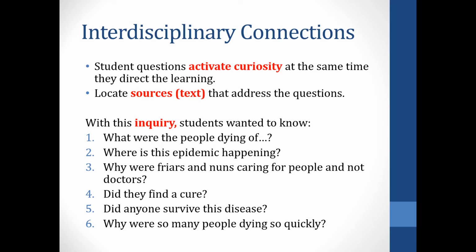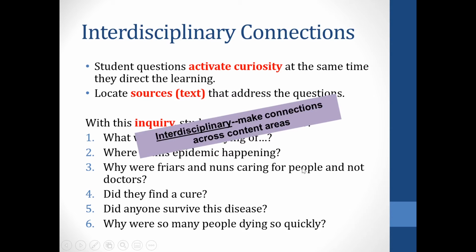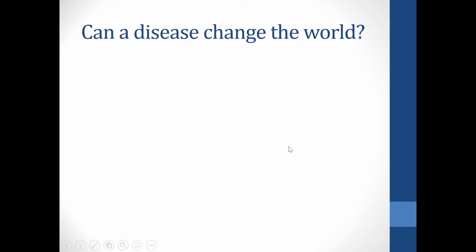Now, this is a big change. This is something that makes us very different from the medieval period. Did they find a cure? Did anyone survive this disease? And why were so many people dying so quickly? Several of those show a heavy social studies focus, but most importantly, several of these came from students who had a scientific urge to know these answers. So again, this makes that interdisciplinary connection within the content areas. So can a disease change the world?